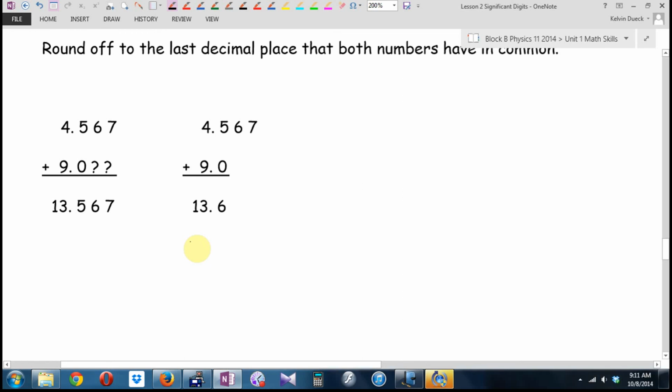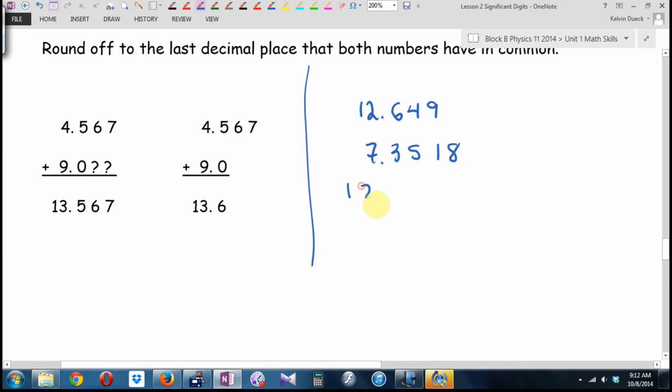Let's try one. Right here. 12.649. 7.3518, and you'll notice how I'm keeping the decimals lined up. And 12.41. Oh, heck, 12.4. Where am I going to stop? Can you see? Oh, change colors, Mr. Dueck. Can you see, Kyle, right there? That I'm going to round off to this column because there's my first mystery. I have no idea what came after that.